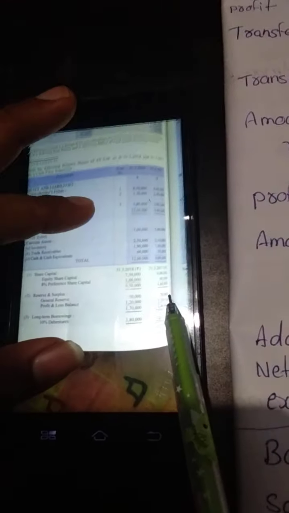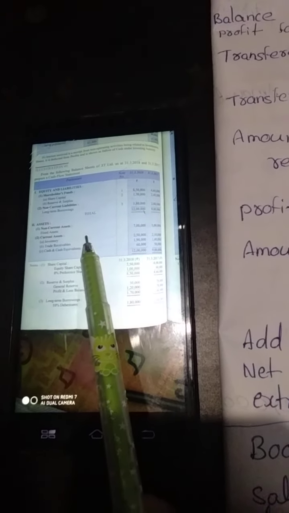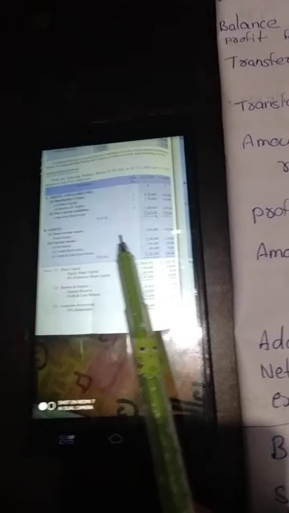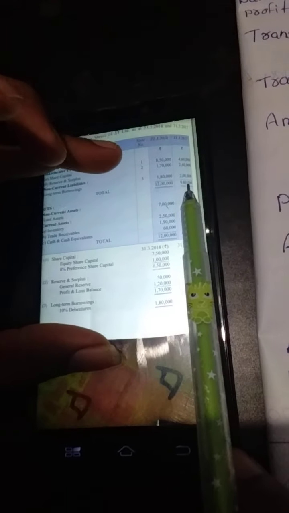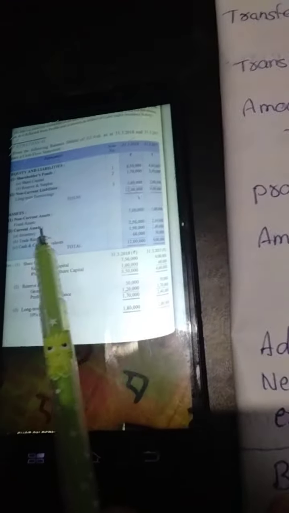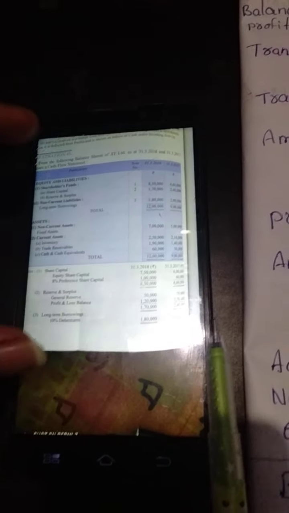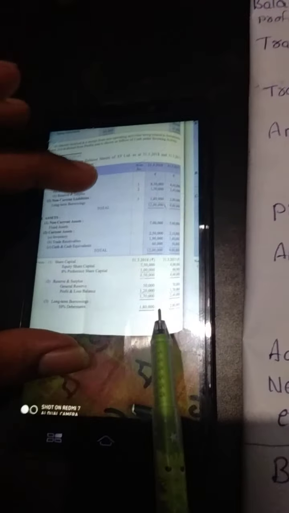1,70,000. So next, non-current liabilities are given, that is note number 3. The total amount is 1,80,000 for the current year and for the previous year or base year it was 2 lakh, and that is long term borrowings. Long term borrowings is given here. Note number 3 is saying 10% debentures. So next part is given, the asset side.